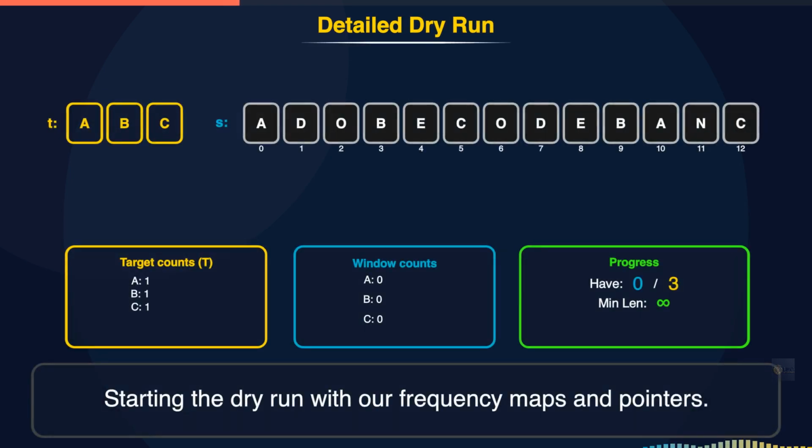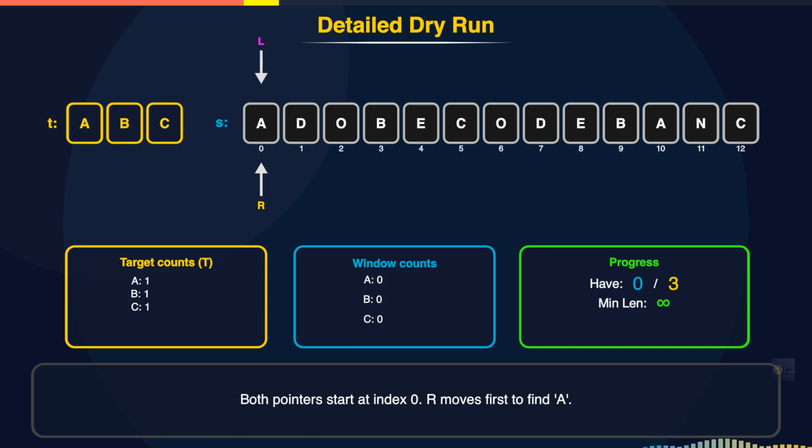String S is our pantry, and T contains the ingredients we need, A, B, and C. We initialize our target counts, we need one of each. Window count starts empty, and our have tracker is at 0. Both pointers start at the beginning.